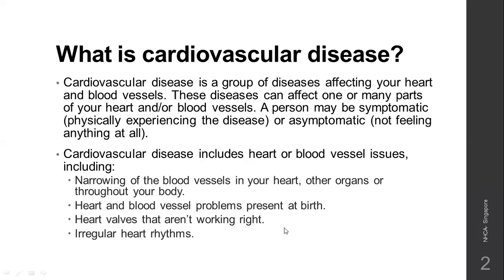So the diseases that cardiovascular diseases include are diseases of your heart and blood vessel issues. For example, narrowing of the blood vessels and other organs throughout your body. Heart and blood vessel problems which a person is born with, congenital heart defects. Some kids are born with issues in their heart and blood vessels. Then heart valves that are not working right, which I'll show you an image. Only then you will understand what valves are.